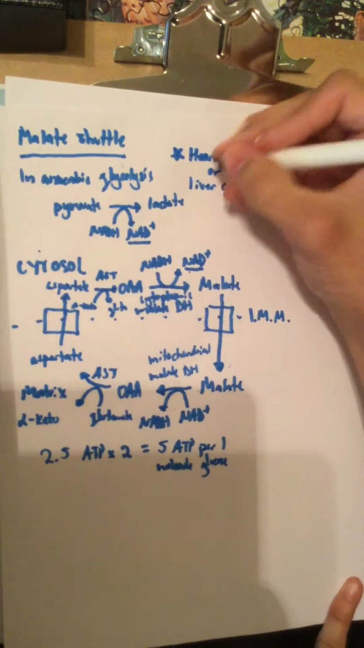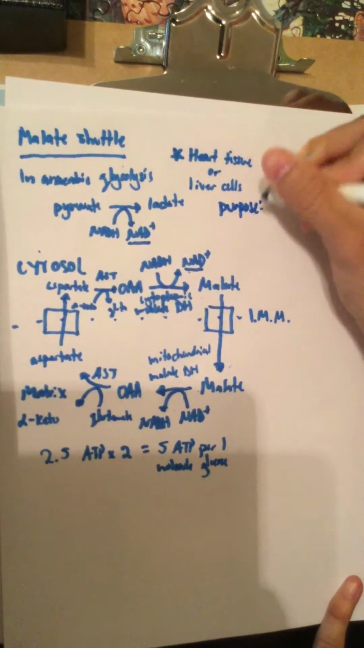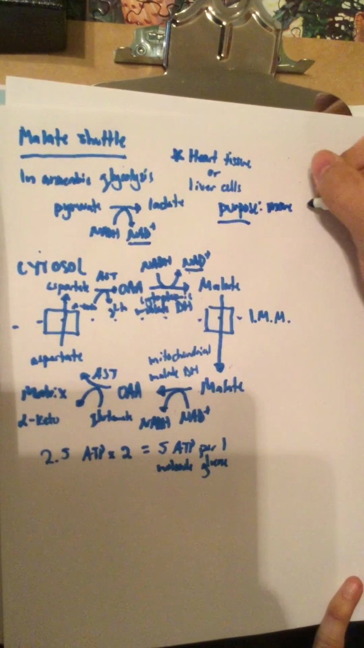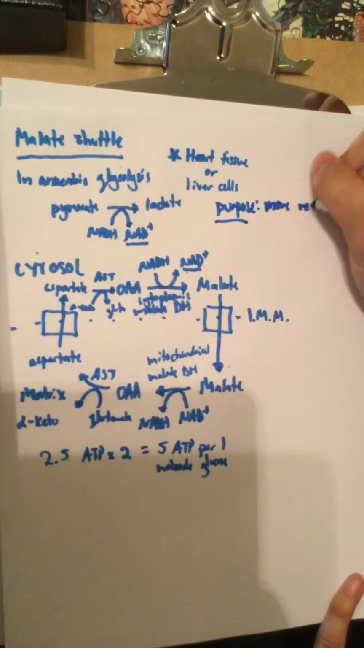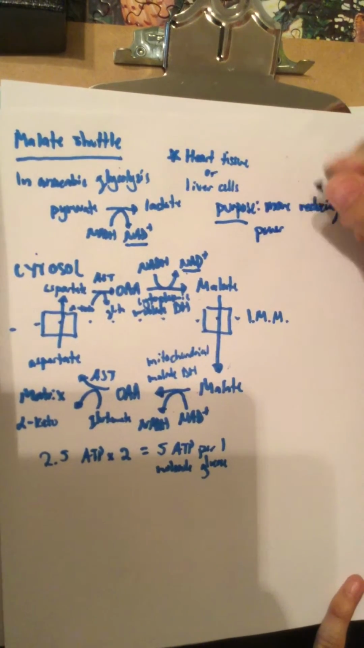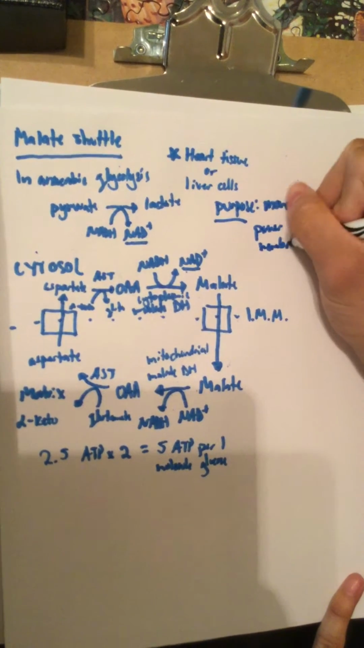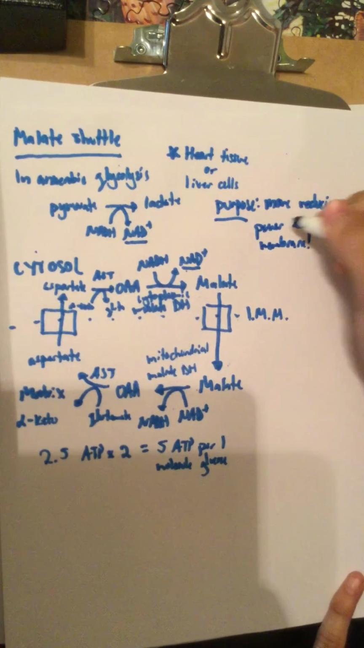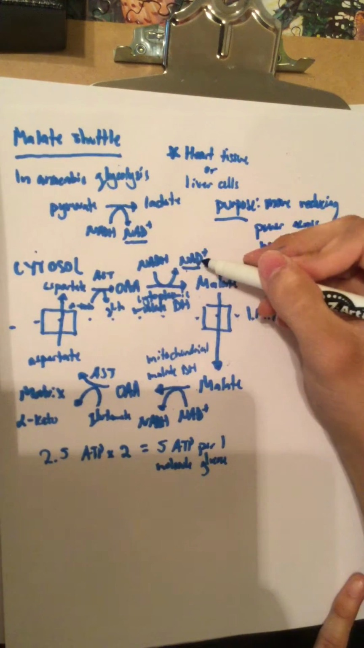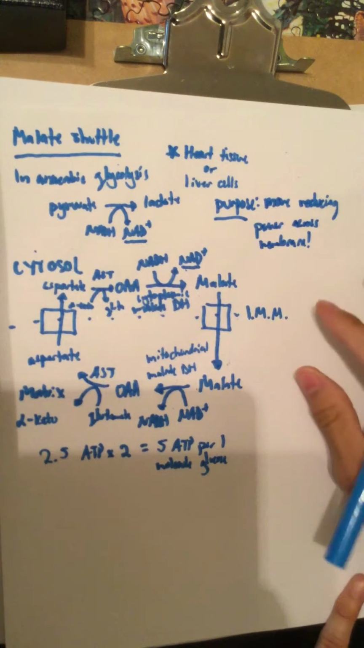One important thing that I would like to include is maybe generally the overall purpose of this, which would be to move reducing power across the membrane. Move reducing power across the membrane. So we're moving this reducing power from NADH to NAD+ all the way over here. Cool.